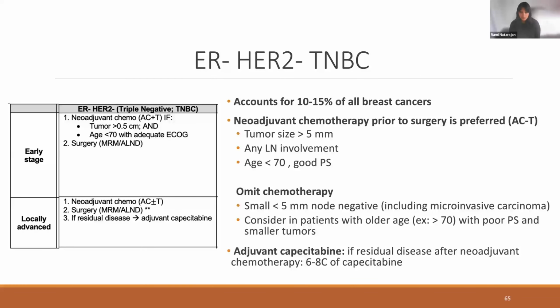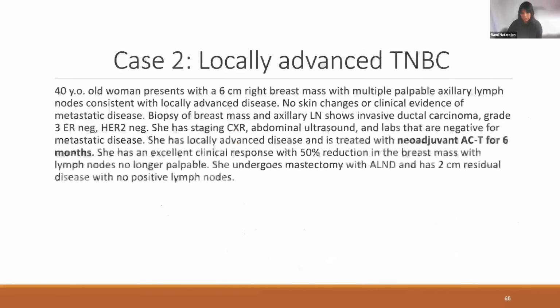It's reasonable to omit chemotherapy in patients with very small, less than 5 millimeter node negative breast cancers, including microinvasive carcinoma. And it's reasonable to consider omitting it in patients with older age or poor performance status with these small tumors. So once a patient receives neoadjuvant chemotherapy, then they go to surgery. And if they have significant residual disease, meaning at the time of surgery, if they have a lot of cancer still in the tumor bed, then they would receive adjuvant capecitabine with 6 to 8 cycles.